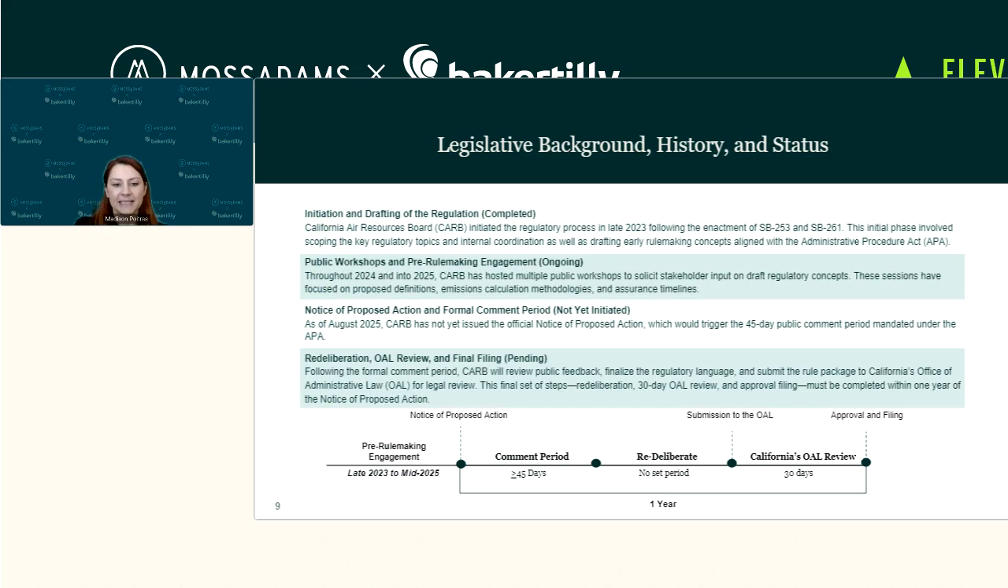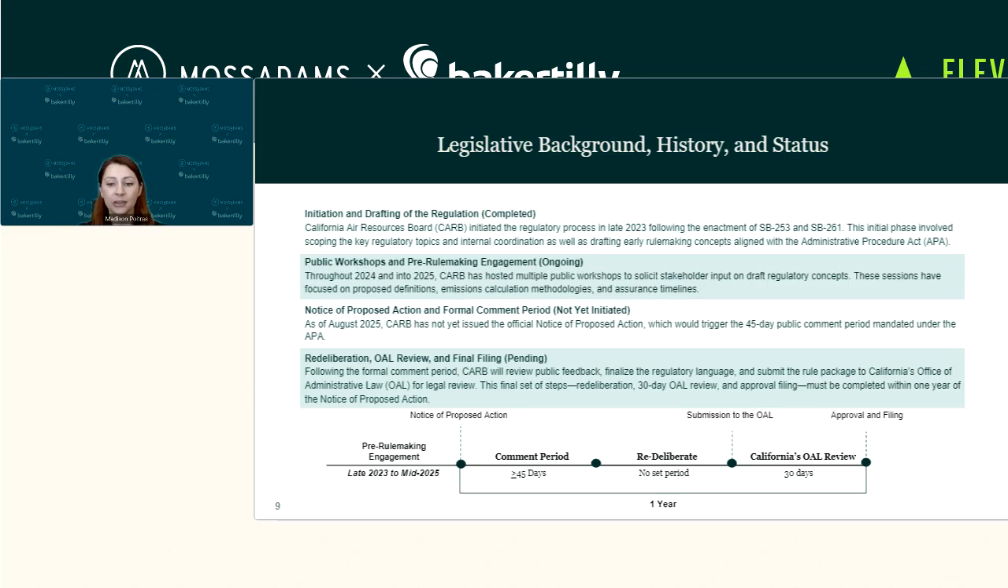And then we wanted to take some time today to provide some legislative background, history, and status. So walking through these key phases here of how California's climate disclosure regulations are being developed by CARB under the Administrative Procedure Act, or APA. So we'll start with that first phase, which is initiation and drafting of the regulation.